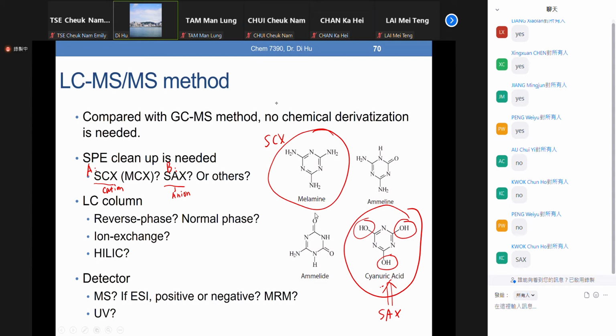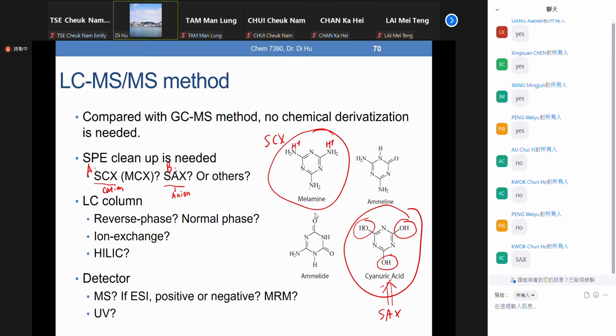So if you want melamine to be charged, do you first need to acidify it, or add base to it? Do you want to add acid to the sample, or add base to the sample, before you run it through the cartridge for melamine? For melamine, of course, you want to acidify it. So first, before you load the sample, you want to make it charged, right?